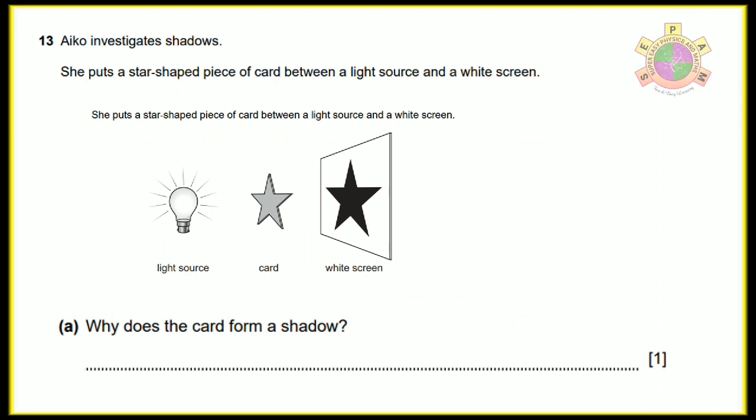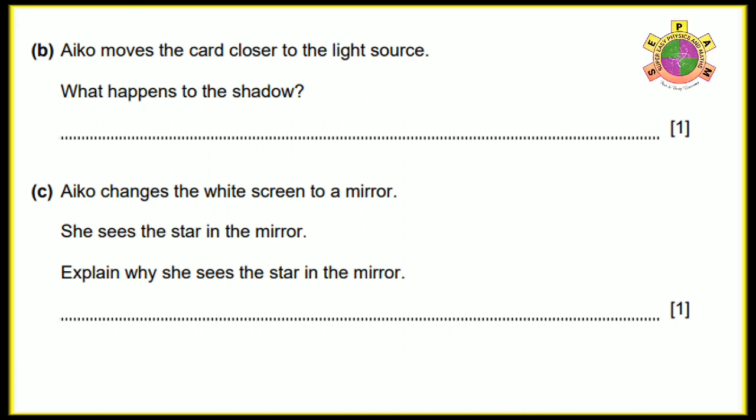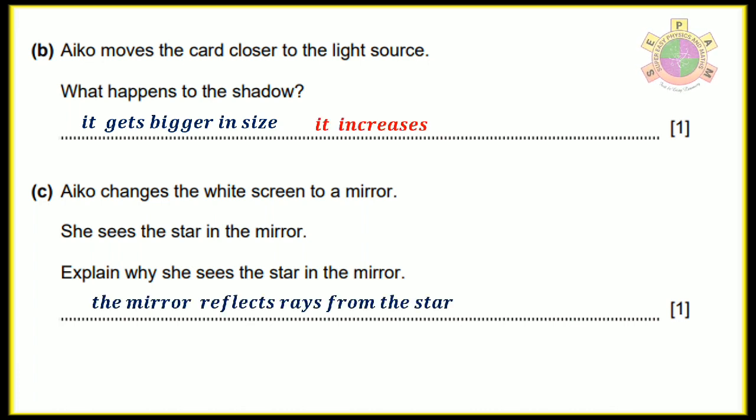Eco investigates shadows. She put a star-shaped piece of card between the source of light and a white screen. Why does the card form a shadow? It blocks the rays of light from falling on the screen, and it's opaque. Eco moved the card closer to the light source. What happened to the shadow? It gets bigger in size. Eco changed the white screen to a mirror. She sees the star in the mirror. Explain why she sees the star in the mirror. The mirror reflects rays from the star.